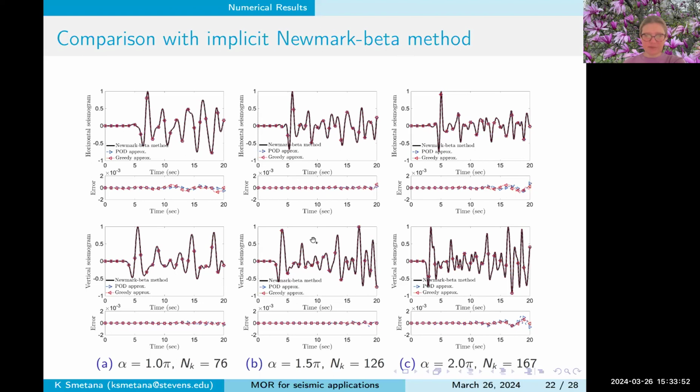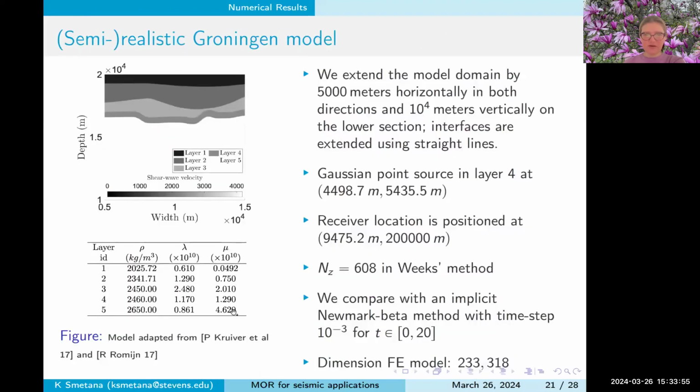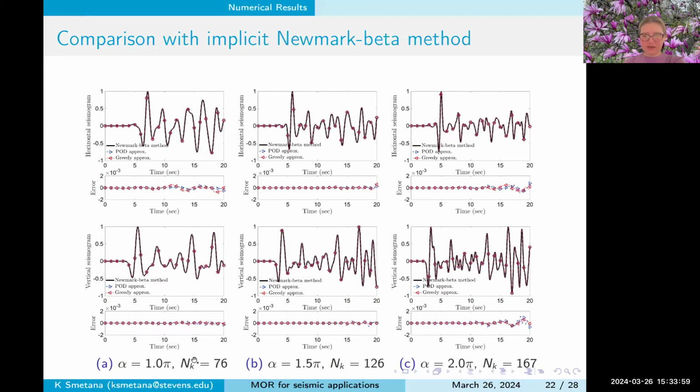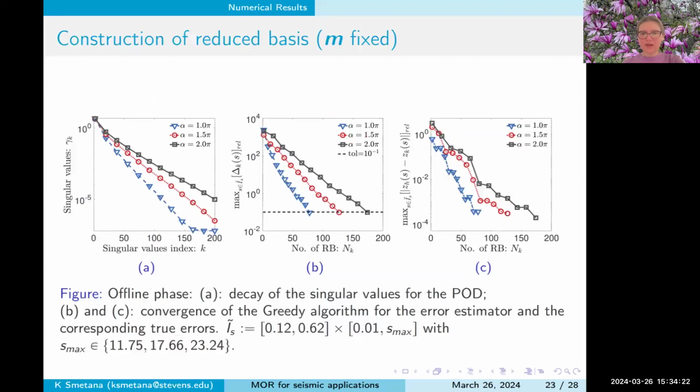And here we fix the parameter m to the parameters that you see here in the layers. And you also see that on the left, the reduced order model has a dimension of 76. In the middle, it's 126, and on the right, it's 167. So you really need, as expected, a much larger reduced basis if you increase the width according to the frequency content. But it's still moderate. And accordingly, and not surprising, you also see the dependency of the singular values on the width of the Ricker wavelet, and of course the decay is slower and slower the higher the width is, the higher the frequency range.